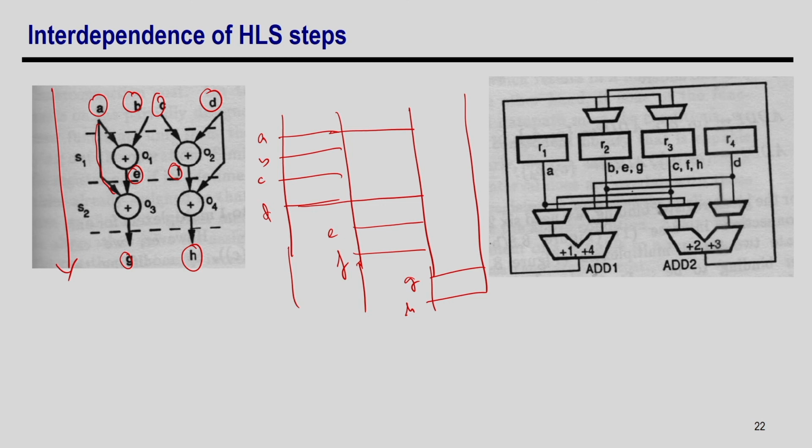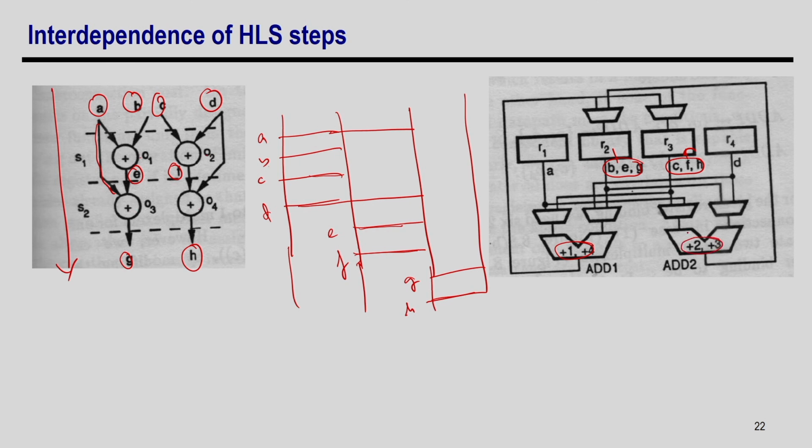So, what I can do, I can map B, E and G into one register. It is possible because they have non overlapping time. And then C, F and H, which is also possible. So, suppose I put B, G into register 2, and C, F and H into register 3. And for mapping of the operations, you can understand that O1 and O2 happen in timestamp 1, and O3, O4 in timestamp 2. So, I put O1 and O4 into this FU and O2 and O3 into this FU. So, this is the binding.